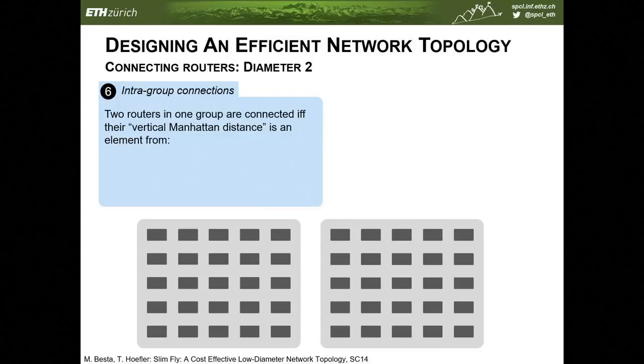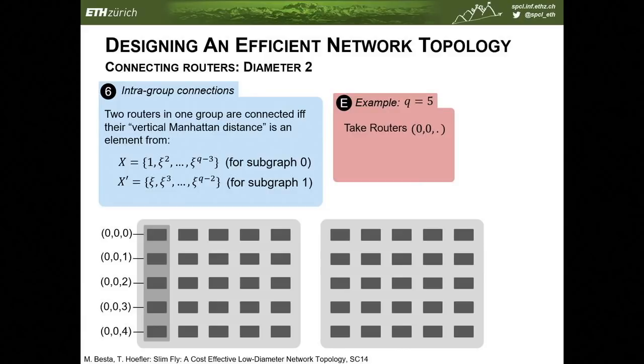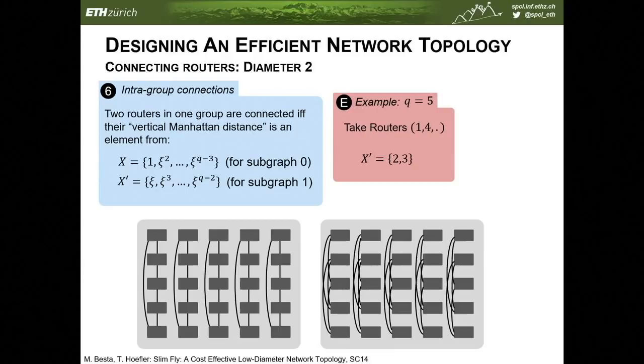Okay, and this is also a relatively simple rule. So we first look at the set of the even powers, which builds our connections for subgraph 0, and the set of the odd powers builds our connections for subgraph 1. Again, if we go through the example, we look at the routers, we look at one of these columns, and we look at our set, 1 and 4, and now we connect all routers that have a vertical Manhattan distance of an element in the set. So first we look at 1. Well, we connect every router that has a distance 1, right? So it's relatively simple. And then we look at 4. Well, there are only 2 routers that have a distance 4 here, which are the top and the bottom one, and then we're done. And we do this for all the groups on the left side. We apply 2, 3 for all the groups on the right side, and we're done. This is our intra-group connection.